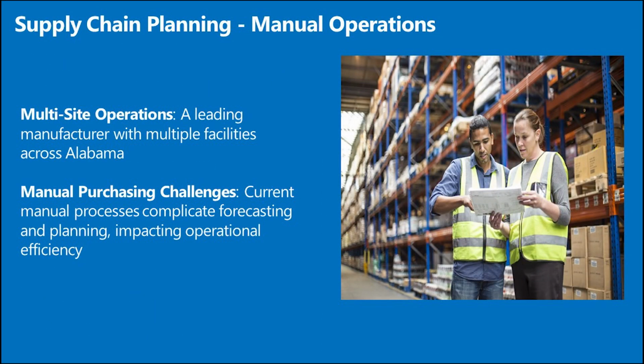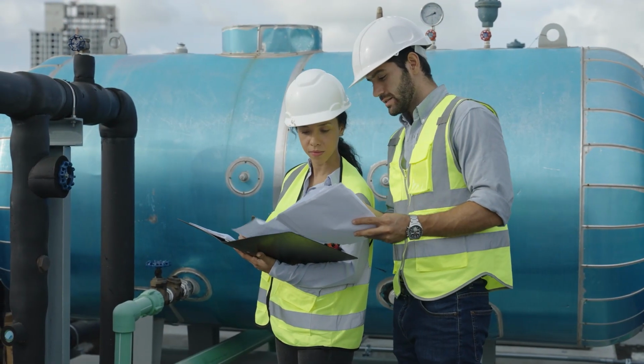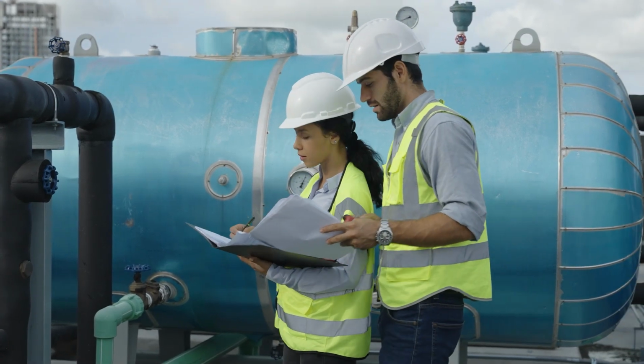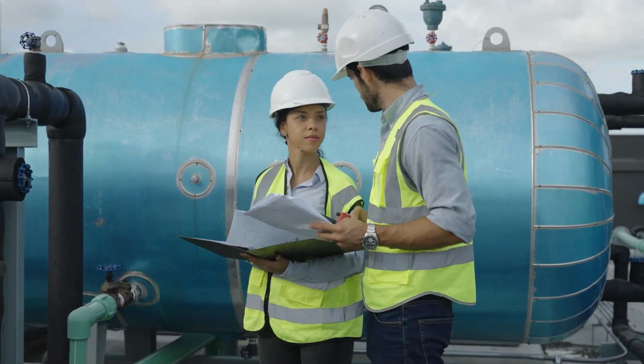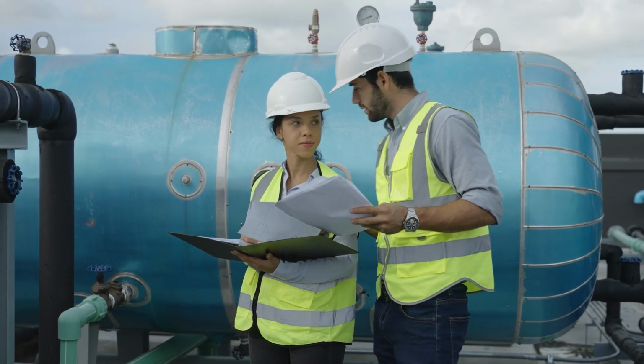In our chemical video series, we're working with a leading manufacturer and distributor of chemical products with multiple facilities across the state of Alabama. With operations spanning various sites, they prioritize consolidating purchasing needs to secure favorable terms from suppliers. However, their current manual purchasing process presents challenges, particularly in forecasting and planning. Let's explore how they could benefit from Sage X3's MRP planning tool.